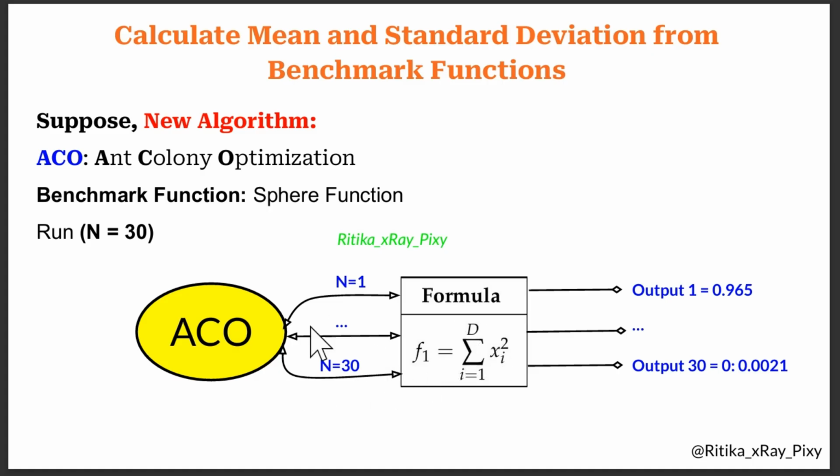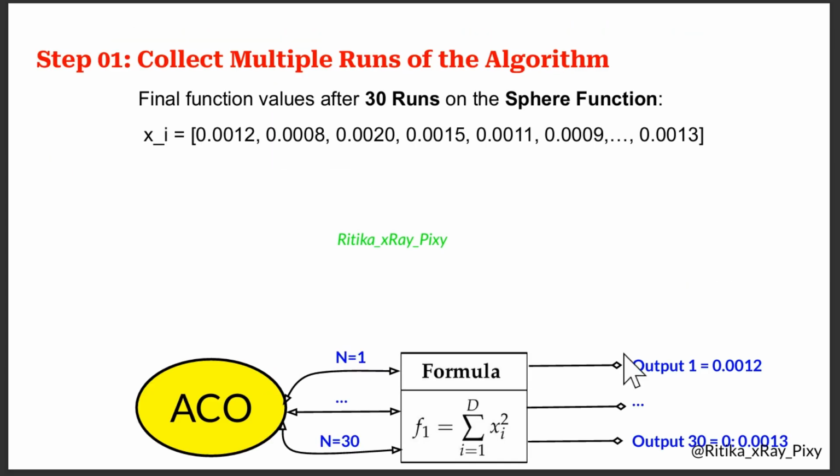You can see here each run gives a different final value. So first we will calculate multiple runs of the algorithm. Suppose we run ACO 30 times on the sphere function. Now we will record the final function values. Here you can see the final function values after 30 runs on the sphere function.